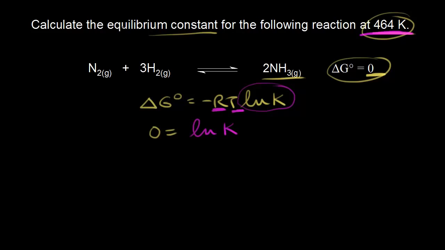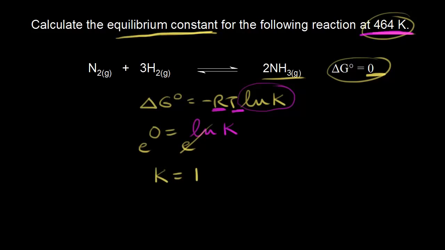And now we're solving for K. We're finding the equilibrium constant. So we take e to both sides. So e to the 0 is equal to e to the natural log of K. E to the natural log of K is just equal to K. So K is equal to e to the 0, and e to the 0 is equal to 1.